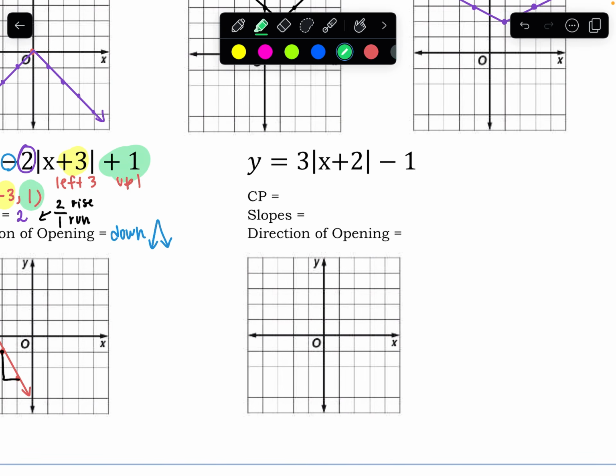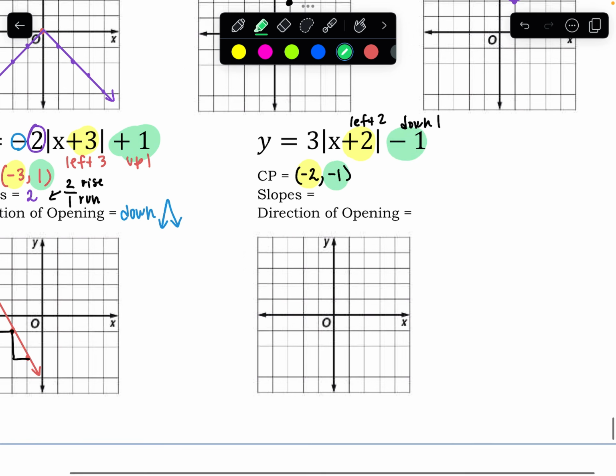Right over here, we have a left 2 and down 1. And so our critical point or our vertex is -2, -1. Once again, taking the opposite of what's with x to be our x, and then taking the y coordinate as is. Our slope this time is 3. And because there's no negative, it's still opening up.